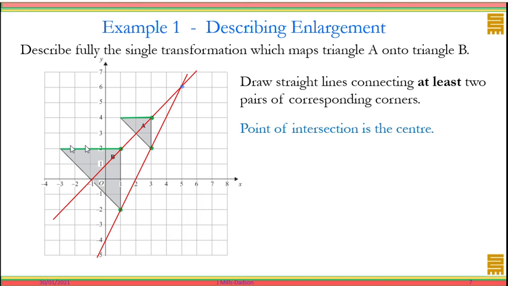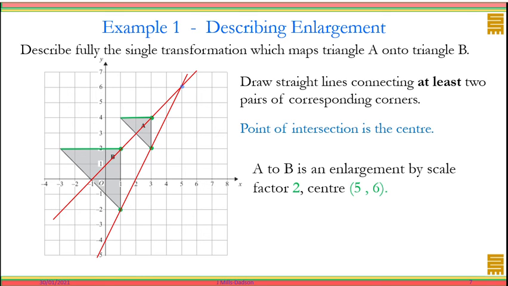Image is 4. Object is 2. 4 divided by 2 is 2. So I now know my scale factor is 2, and my center is 5, 6. The enlargement is known. So in sentence form, A to B is an enlargement by scale factor 2, and the center is 5, 6. Full mark. A to B is an enlargement by scale factor 2, center 5, 6.